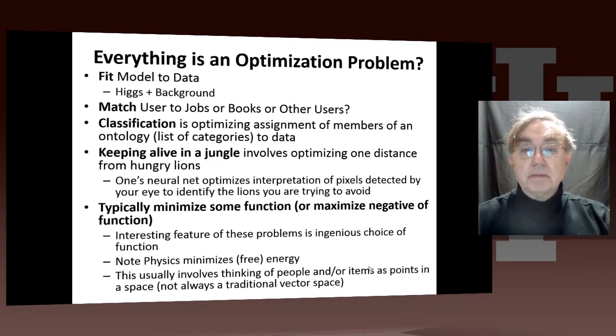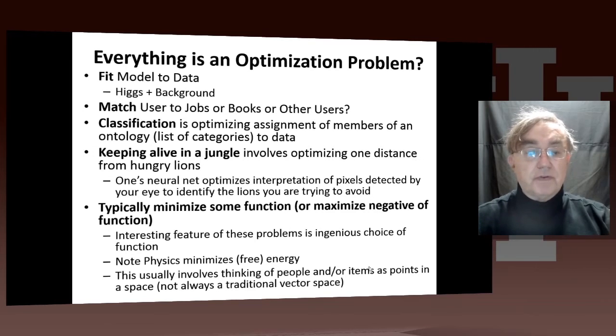Here we have a little diversion. Everything is an optimization problem. When we were doing that Higgs analysis, the discovery of the Higgs boson, we saw how to fit models to data, because we had a background and then we had a little bump, which was the Higgs. That's an optimization problem, to fit that model to the data. We've already done matching of users to jobs or books, or in LinkedIn, users to other users. A related optimization problem is classification, where you have a list of categories, which are sometimes called ontologies, and you wish to optimize the assignment of the data to the ontology.